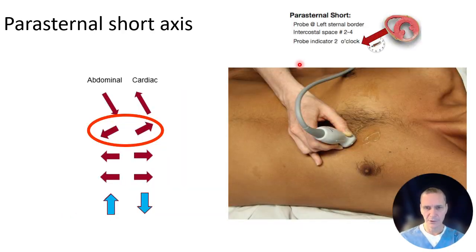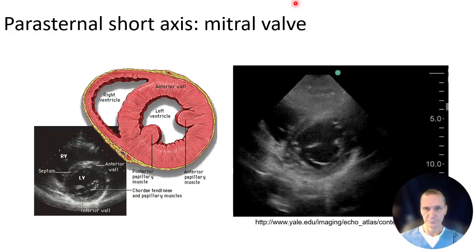The parasternal short axis, again, we come off of the parasternal long, make a 90-degree turn to the right. With the indicator pointing this way, we know we're in a cardiac mode. If you were in abdominal mode, you would just be 180 degrees to that. The key thing here is the LV should be on the right side of the screen, and the RV should be on the left side of the screen. I'll show you.